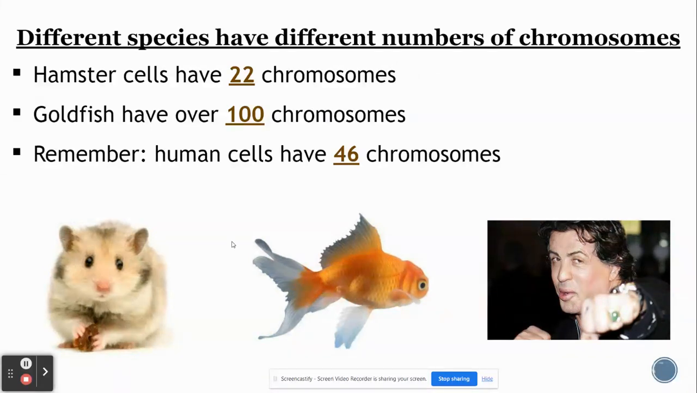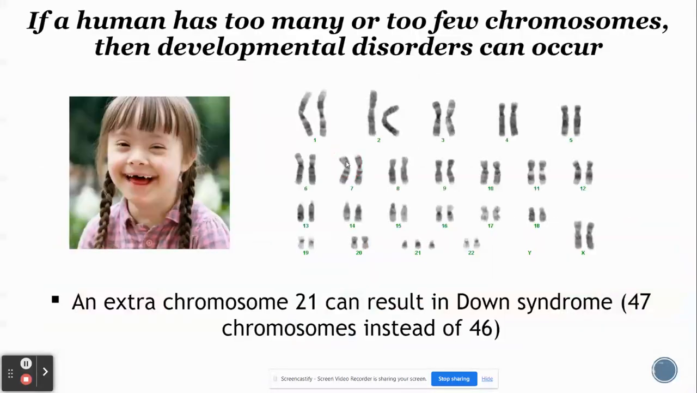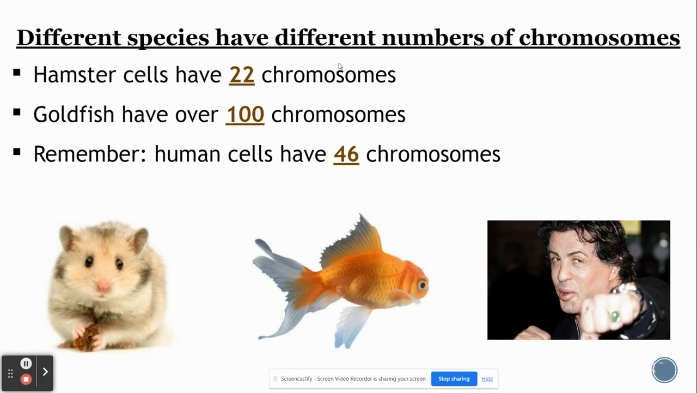Now, I said humans have 46 chromosomes. Different species have different numbers of chromosomes. So a hamster cell would have 22 chromosomes, whereas goldfish have over 100 chromosomes. But the idea works in a similar way. So for example, if I talk about humans, based on the fact that humans in their diploid cells have 46 chromosomes, what you would know is that the sperm would have 23 chromosomes and the egg would have 23.